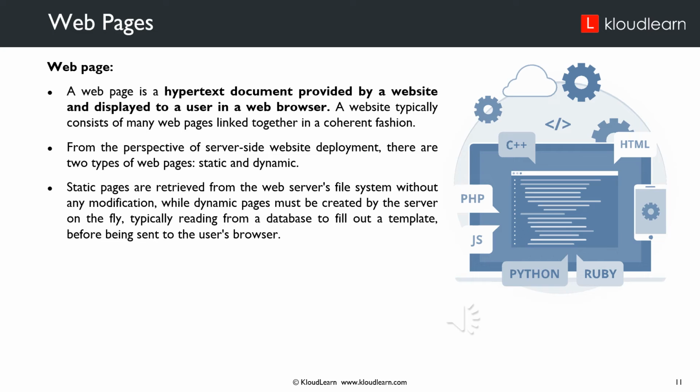Web pages. A web page is a hypertext document provided by a website and displayed to a user in a web browser. A website typically consists of many web pages linked together in a coherent fashion. From the perspective of server-side website deployment, there are two types of web pages: static and dynamic. Static pages are retrieved from the web server's file system without any modification, while dynamic pages must be created by the server on the fly, typically reading from a database to fill out a template before being sent out to the user's browser.